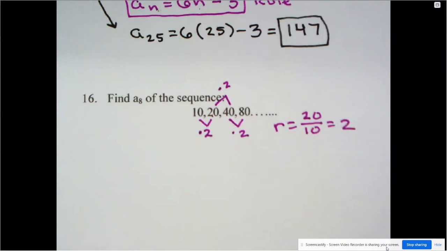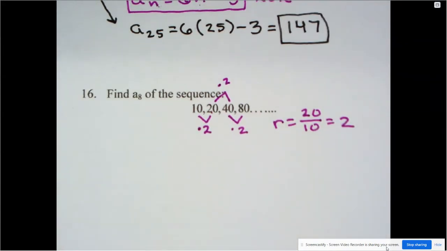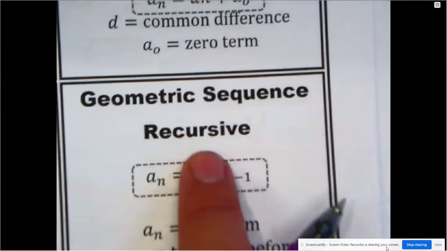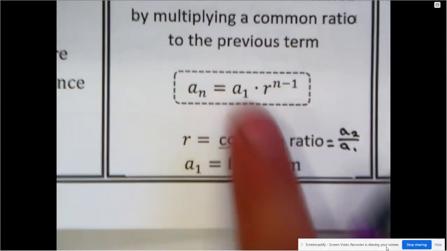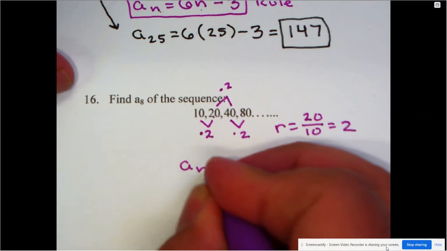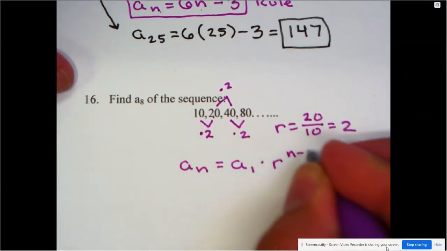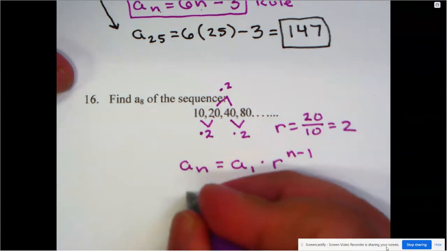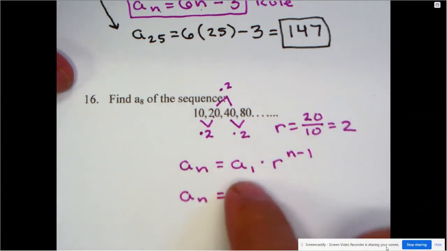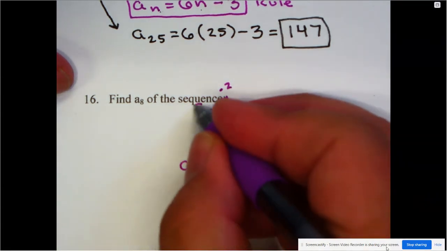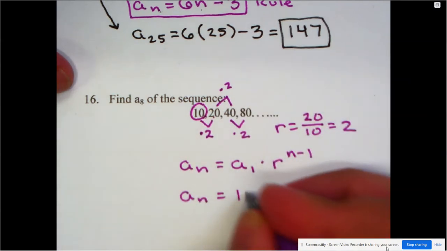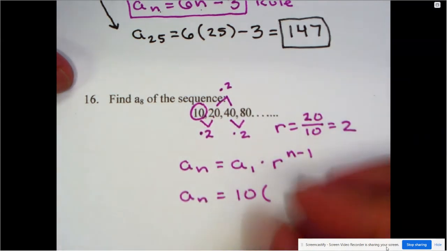All right, well, let's create the rule. If I want to find a sub 8, I need a rule. No, they didn't say the word recursive again. All right, so here's my rule one more time. A sub n is equal to a sub 1 r to the power of n minus 1. So a sub n is equal to, all right, I know my a1. We don't have to do work for that. It's right there. It's 10. My r is just a 2 to the power of n minus 1.